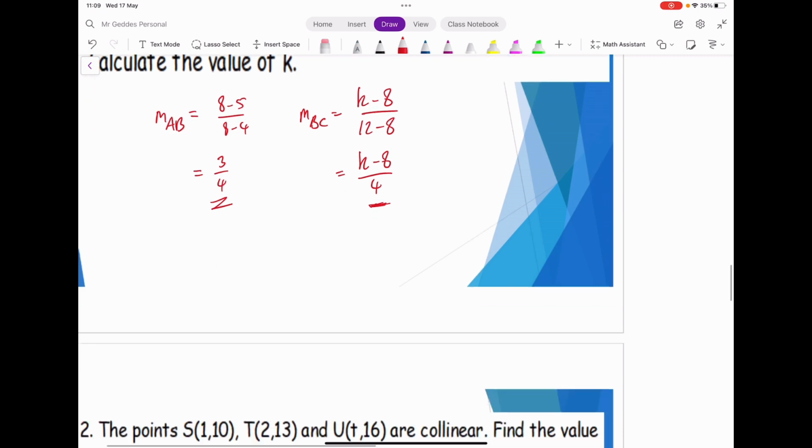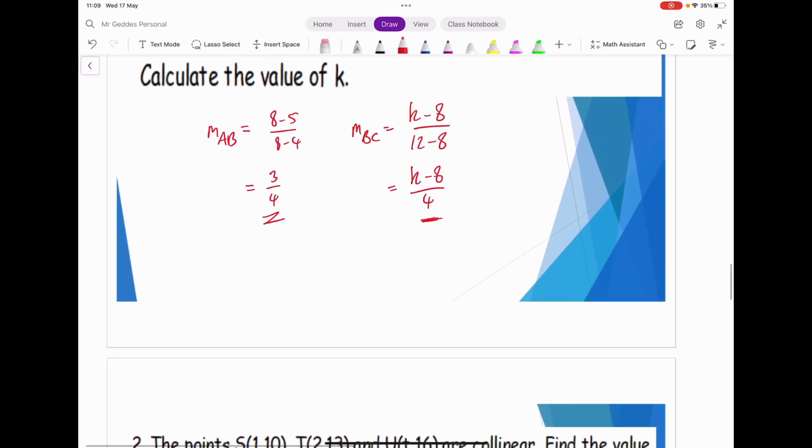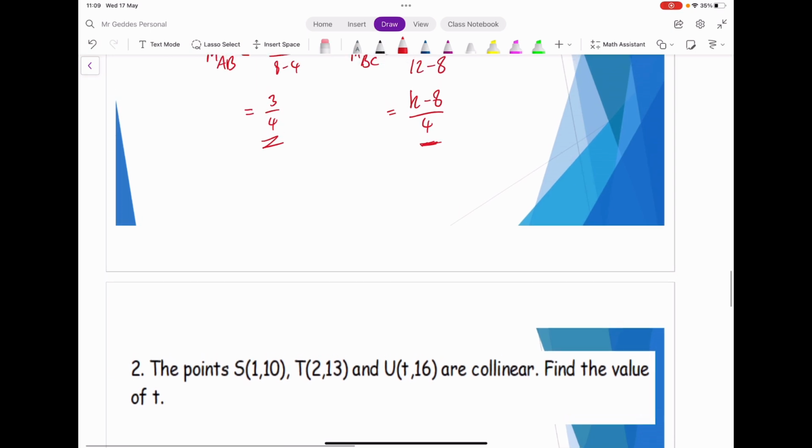I'll go below. Take my time with the k. k minus 8 over 4 equals 3/4. So I'm going to times both sides by 4, which is going to bring me up to k minus 8 equals 3. So k equals 3 plus 8, which is going to give me 11. So we get the value of k coming out as 11.